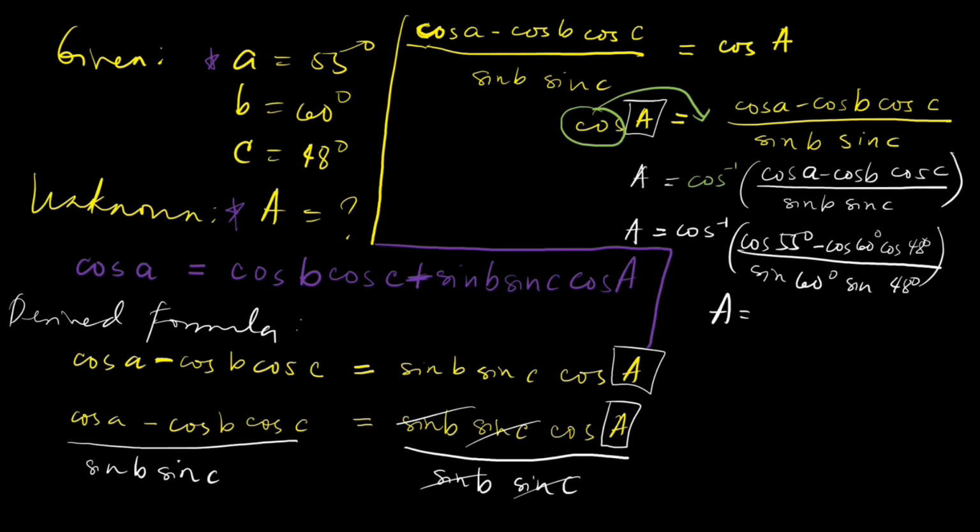So again, it should be in degree mode. So our cosine of cosine 55 degrees minus cosine of 60 times cosine of 48 divided by sine of 60 times sine of 48 degrees. Okay, DMS format.